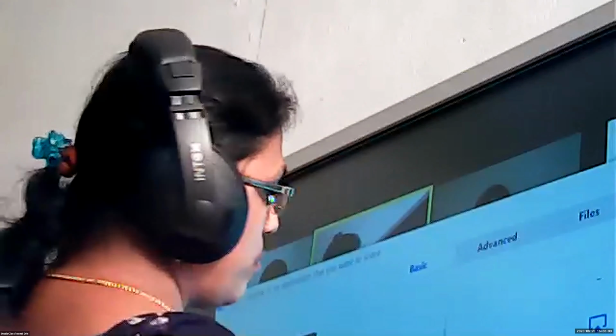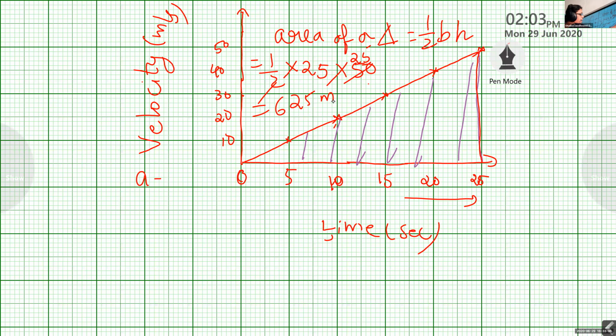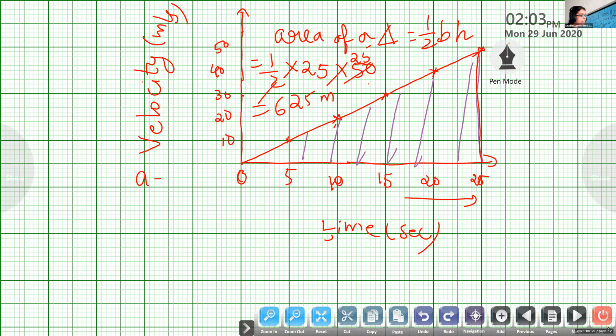Did you understand how to find the displacement from the area under the graph? You will get 625 meters. So this area is equal to 625 meter. Is it clear, children? Any doubt regarding this problem? No, ma'am. Okay, so shall we go to non-uniform motion now, children? Yes, ma'am.